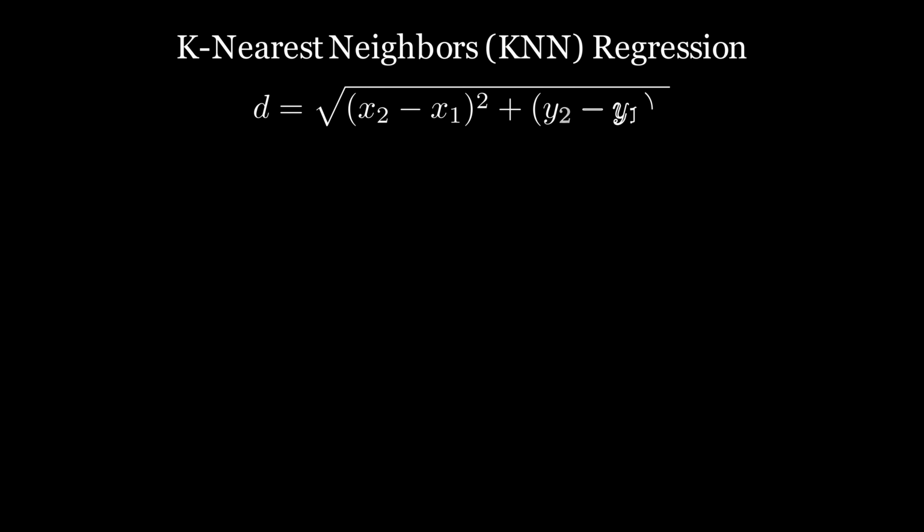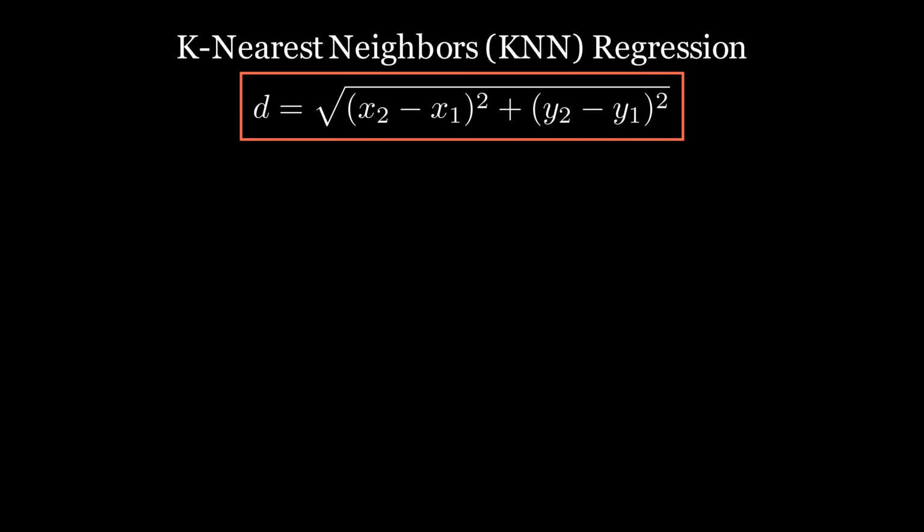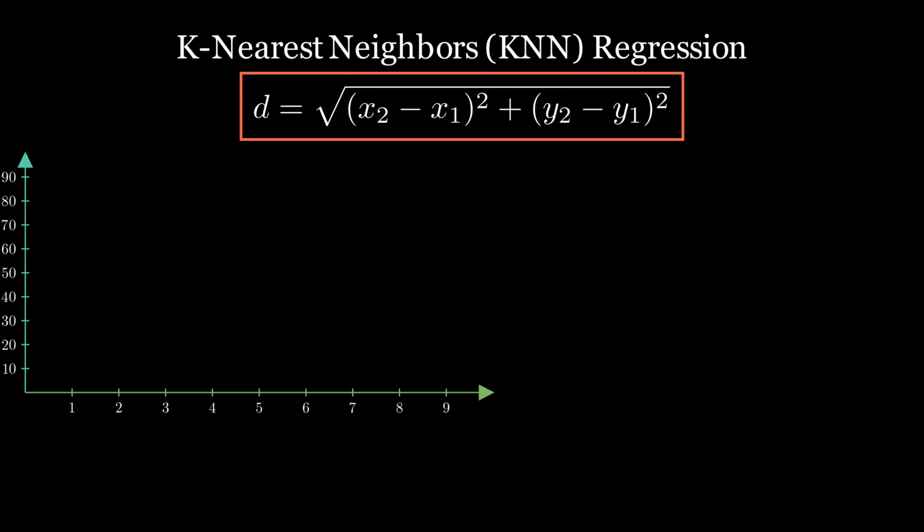KNN regression works by calculating the Euclidean distance between points. This formula shows how we find the distance between 2 points, P with coordinates x1 and y1, and Q with coordinates x2 and y2. Let's visualize KNN regression on a 2D plane.